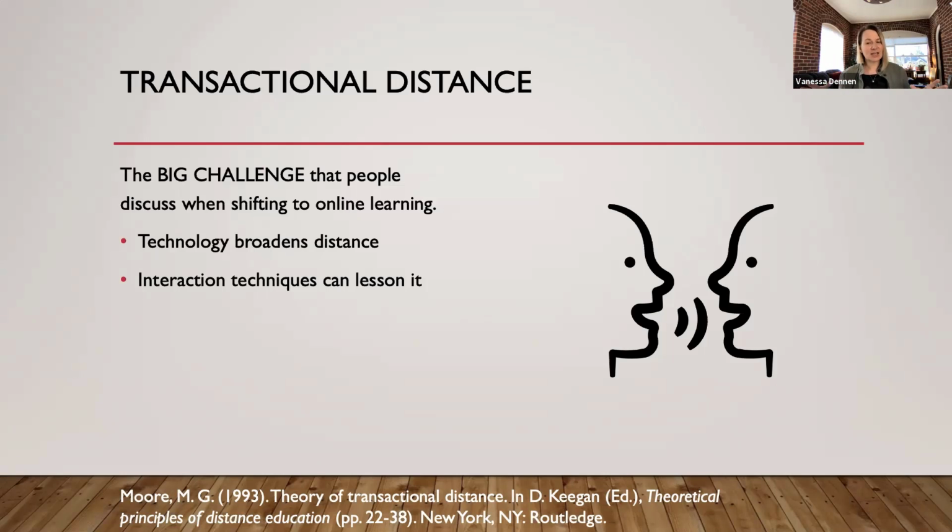So the technology that we use broadens it, but there are interaction techniques that we can use to try to lessen it. And what we do in online instruction is really try to lessen that transactional distance. But when I talk to people who are going to be new at this, that's one of the things they mention right away. They can't see their learners, they can't hear their learners, and they're not sure that their learners see and hear and sense them all that clearly either.